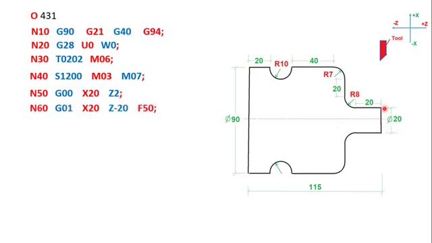Then we will be moving to X20 Z minus 20. So from here, that is 0, X remains the same at 20, but Z is minus 20. Anything towards the left is minus, so I have to move till here. I will reach here with a feed rate of 50. Then I have to go along this curve.